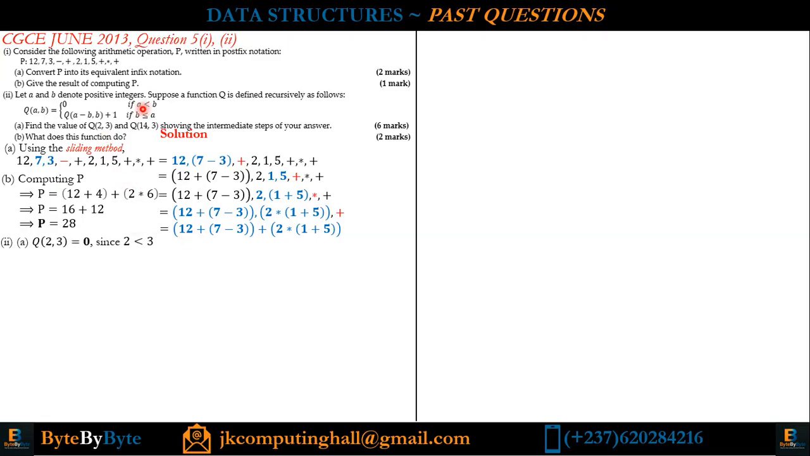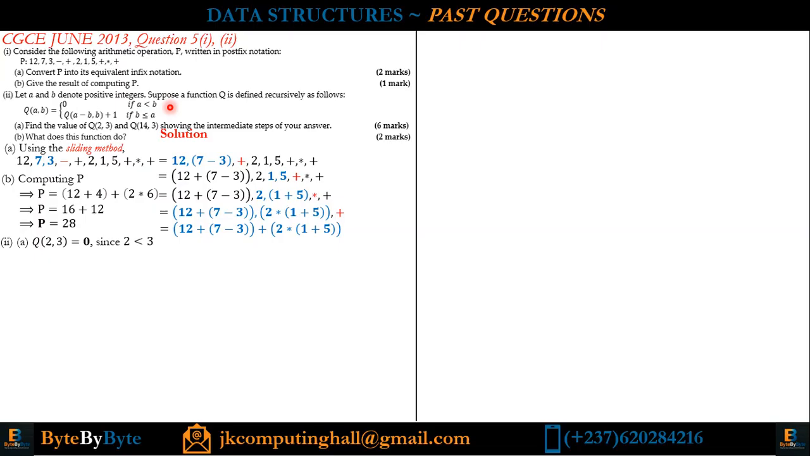So what do we have? Cure of 2, 3. We see that A is 2 and B is 3. And since 2 is less than 3, as the base case stipulates, I'm going to have 0. So cure of 2, 3 is equal to 0. Now, dear students, can you give in the comment section why the first part is our base case? Give the solution in the comment section.